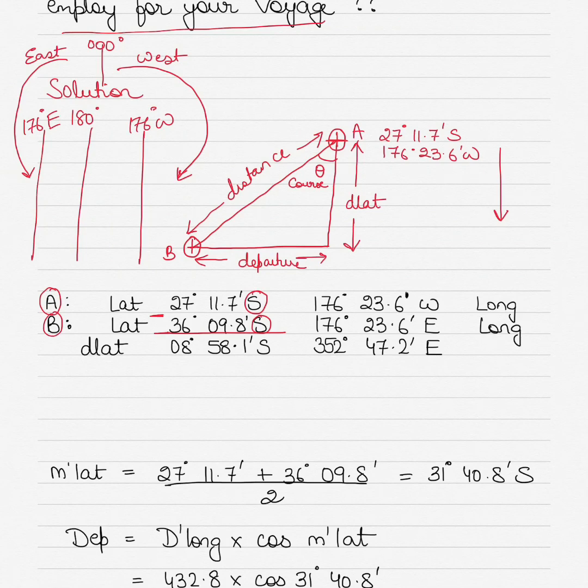Now dlat is always named in the direction of travel. So from 27 degrees south you are going to 36 degrees south. So you are going in a south direction, so you will name your dlat south.